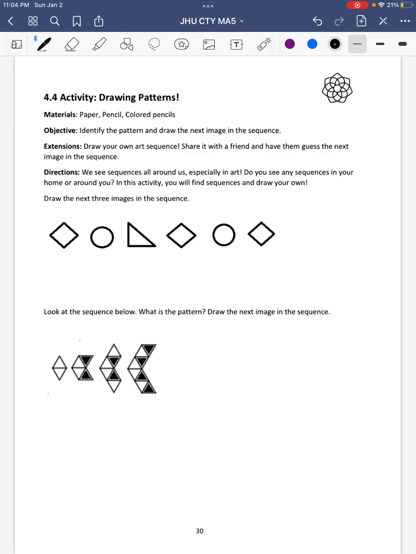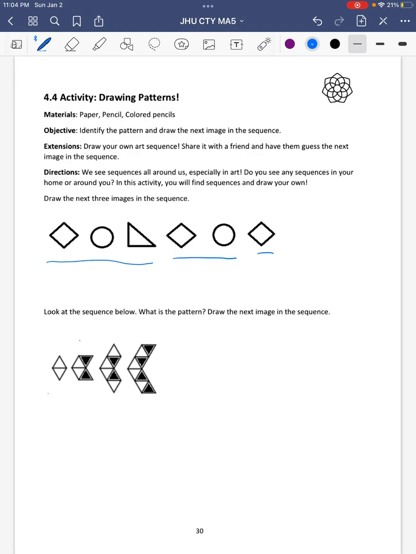What do you guys think? At first it looked like this was our pattern: diamond, circle, triangle. But then they tripped us up and they just went straight to diamond. So what do you think the next 3 images are going to be in the sequence? Think about it. Let's look at the next sequence.